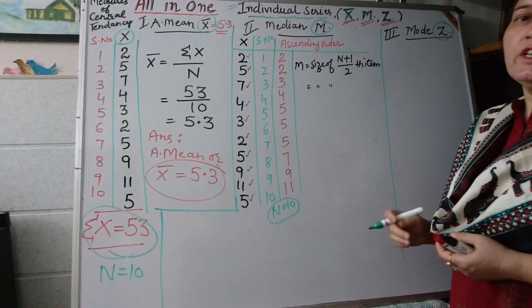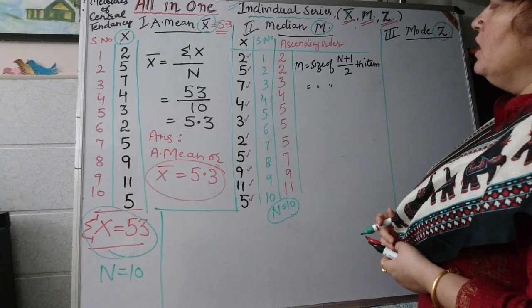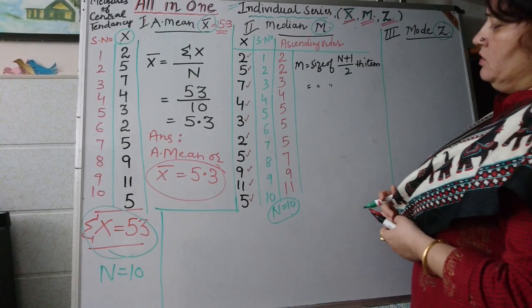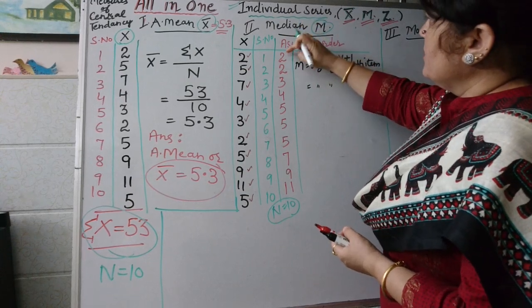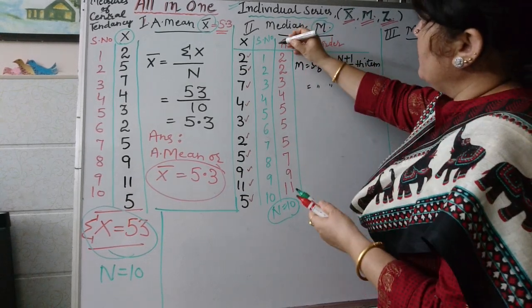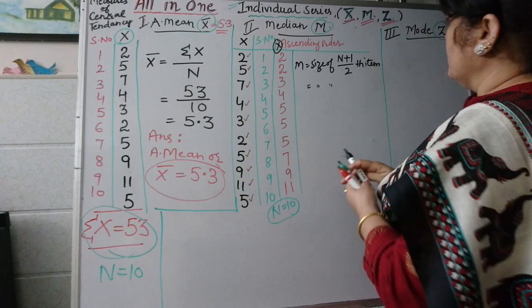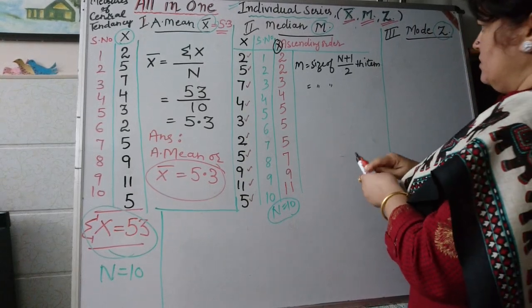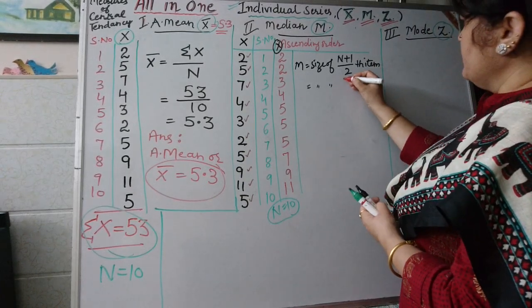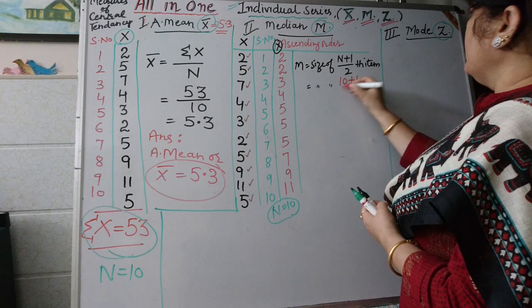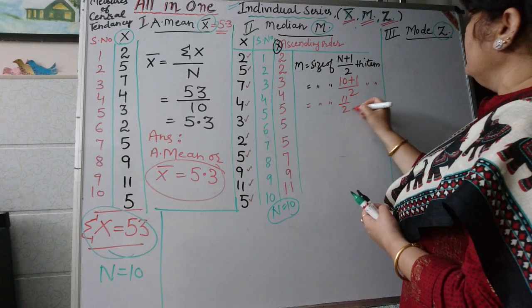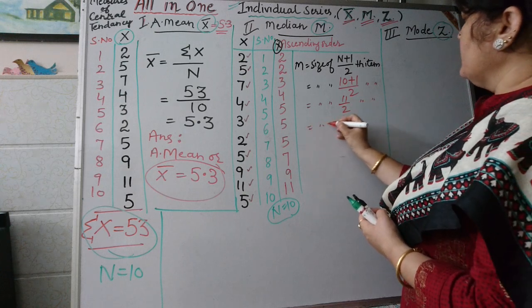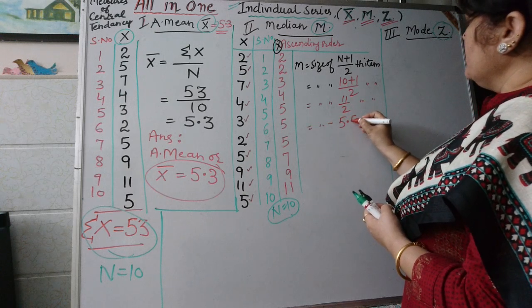Here frequency is not given, so no need to convert the values into cumulative frequency. So these are the values of x which we have prepared in ascending order. So total number of items are 10. 10 plus 1 by 2 item is equal to size of 11 by 2 item is equal to size of 5.5th item.